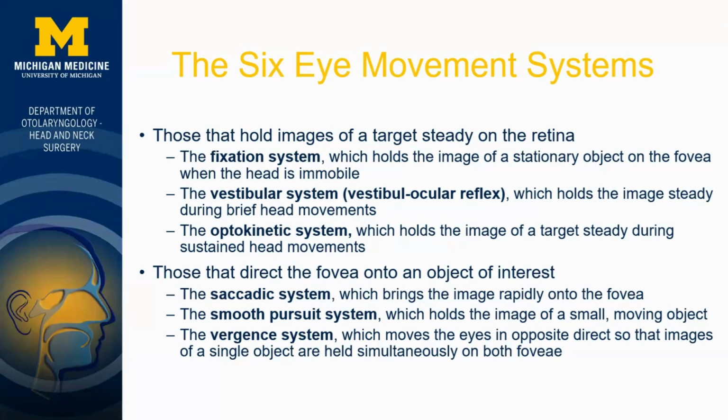Then there are also those that direct the eye onto the object of interest. So the saccade system, the smooth pursuit system, and vergence, where the 2 eyes move in opposite directions so that the images are held into focus on a single object. That's the brain taking those 2 images and making them one.